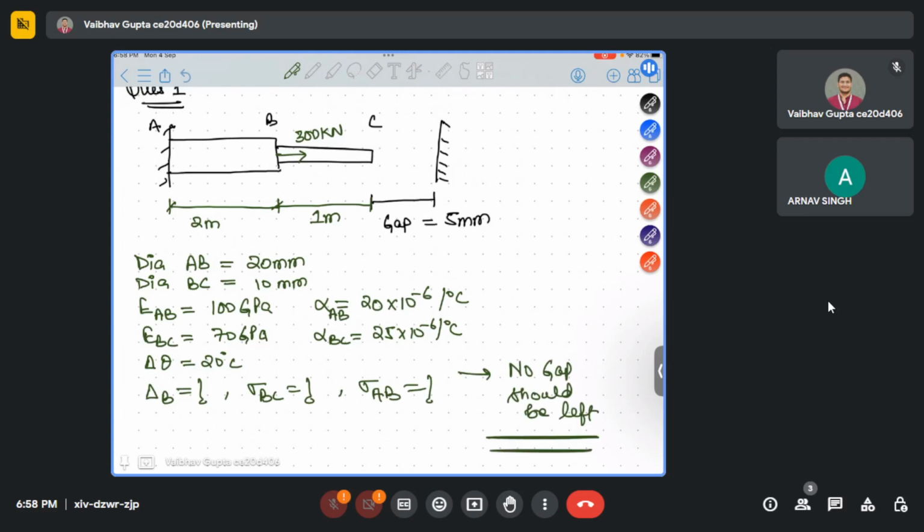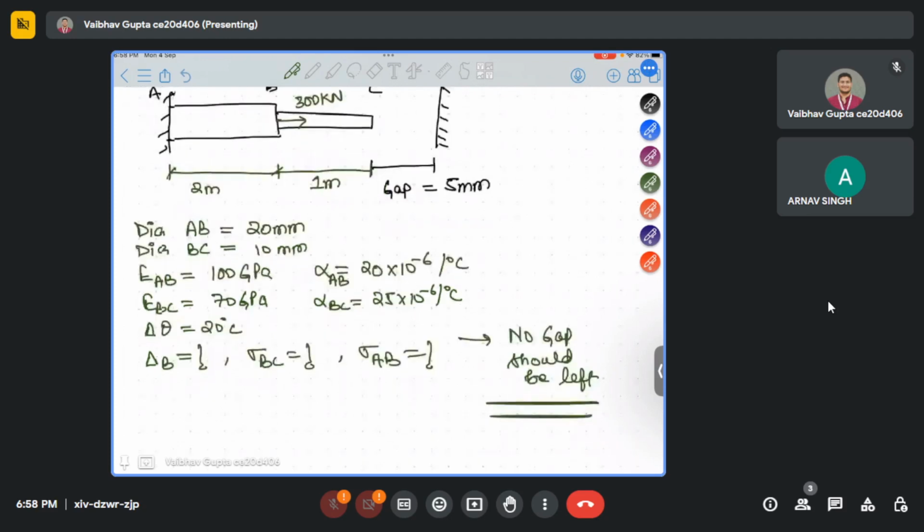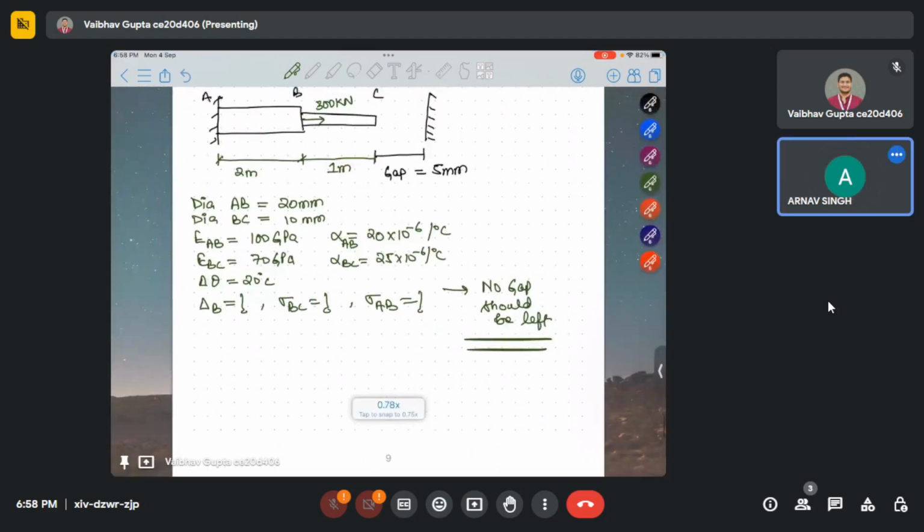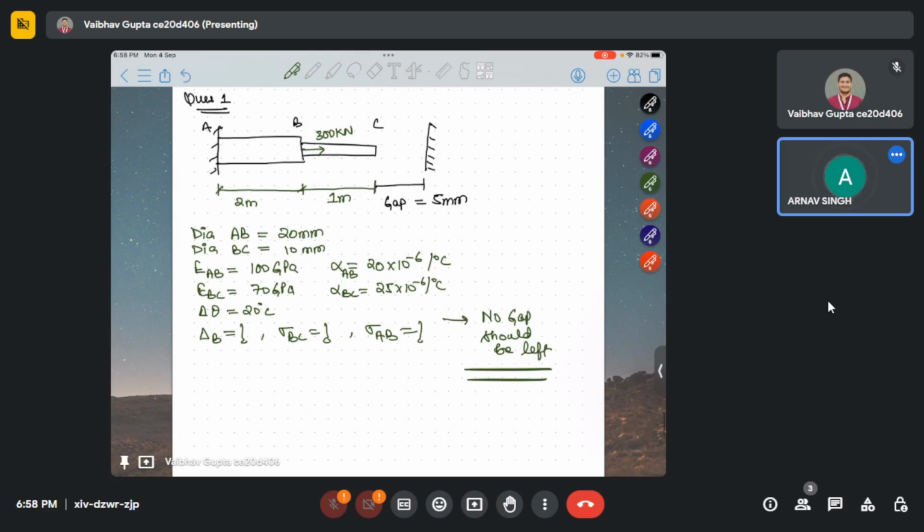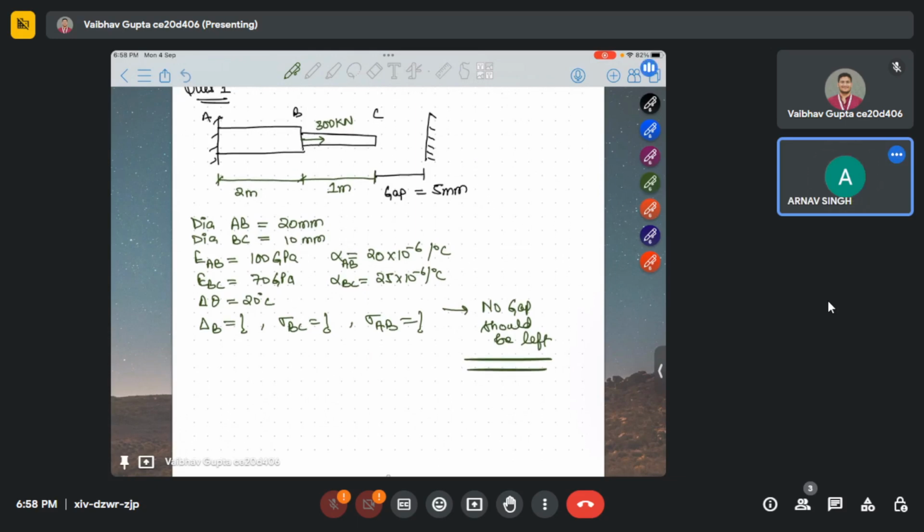Remember, when nothing is mentioned in the question about heating, assume delta theta to be equal to 0. This will help you to solve the assignment also, the first question. When delta theta is given, then only you have to take account of thermal strain. In the same problem, if thermal expansion is not mentioned, you have to keep thermal strain 0.